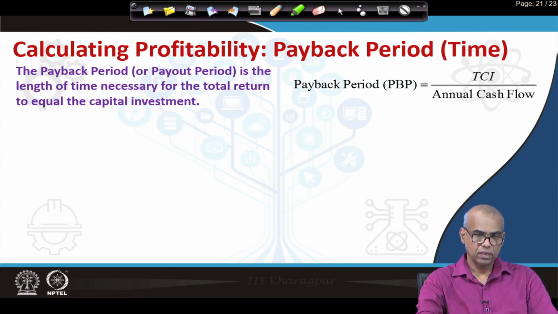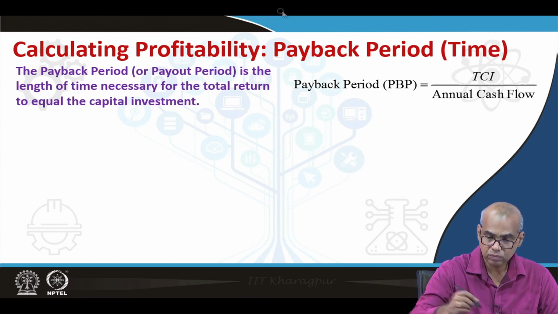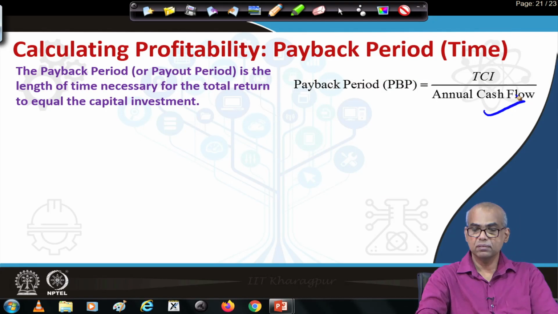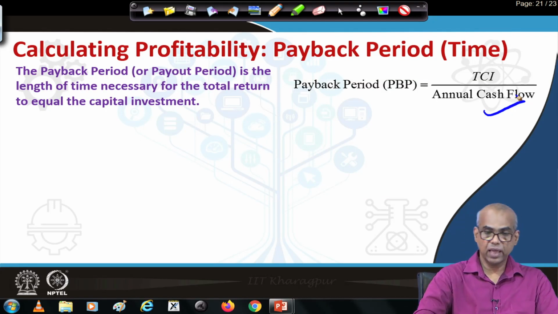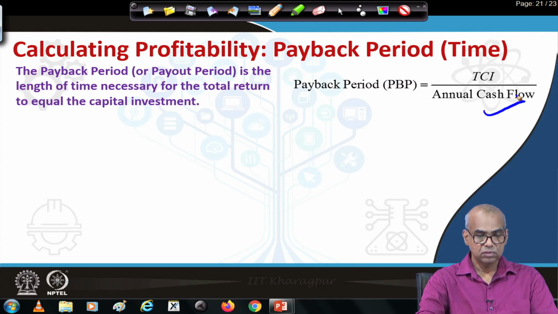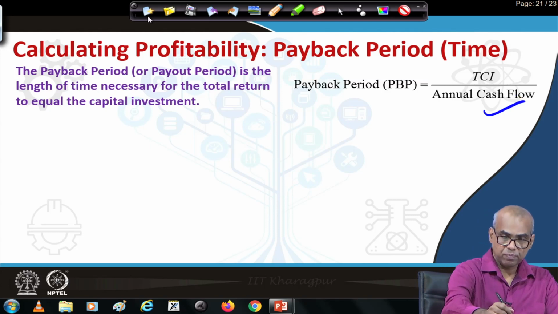Now, let us move on to another method for calculating profitability, which does not take into account the time value of money. This is known as payback period or payback time. We also call it simple payback period or simple payback time. The payback period or payout period or payback time is the length of time necessary for the total return to equal the capital investment. So, payback period is equal to total capital investment divided by annual cash flow. This will give you the time necessary for the total return to equal the capital investment.